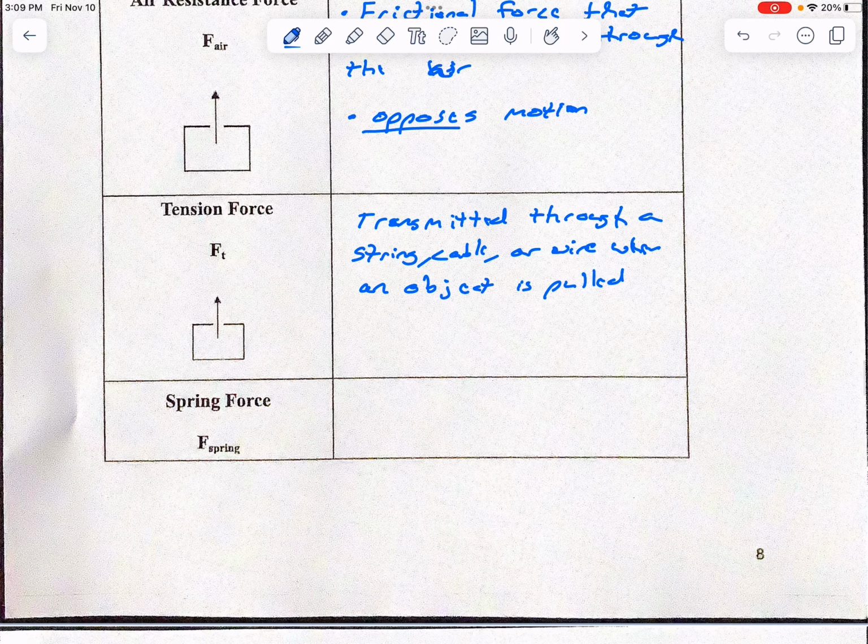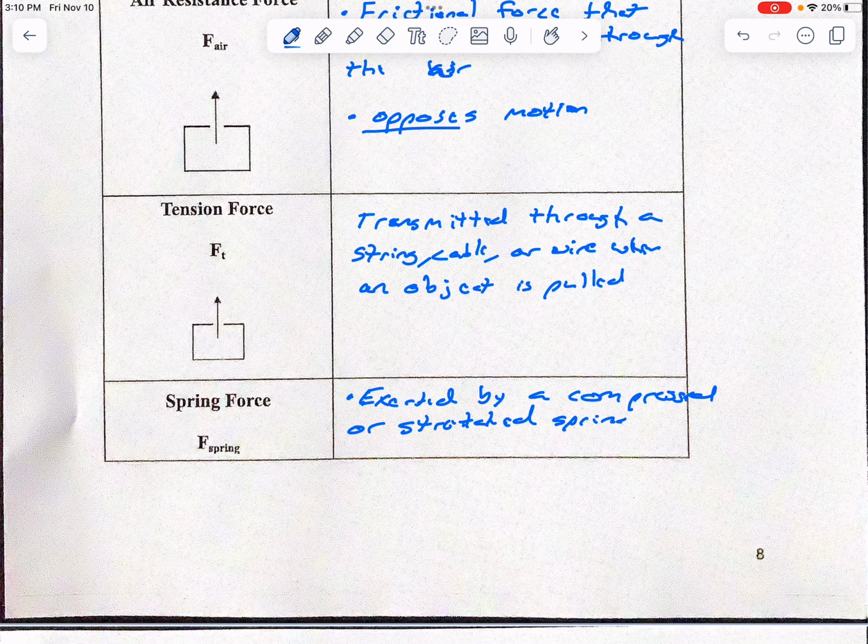And the last one is your spring force. That is exerted by a compressed or stretched spring on an object. When you stretch a spring out, it wants to return to normal. Think about jumping on a trampoline: you're stretching out that spring and it wants to go back to normal, so it's going to launch you up. You can also think of a Nerf gun, where you're compressing a spring to be able to launch that dart. So that's the spring force.